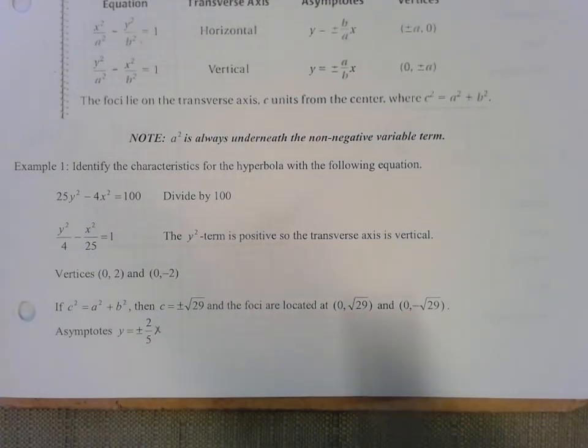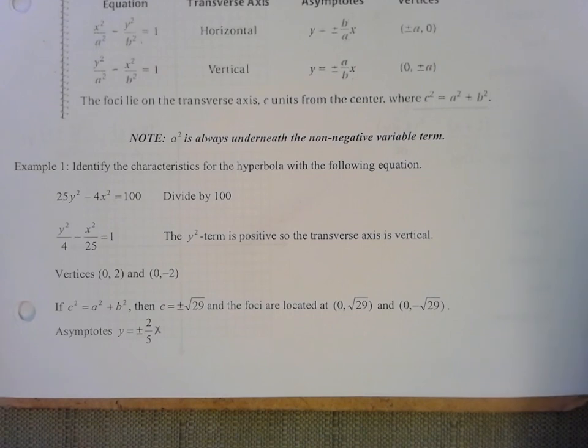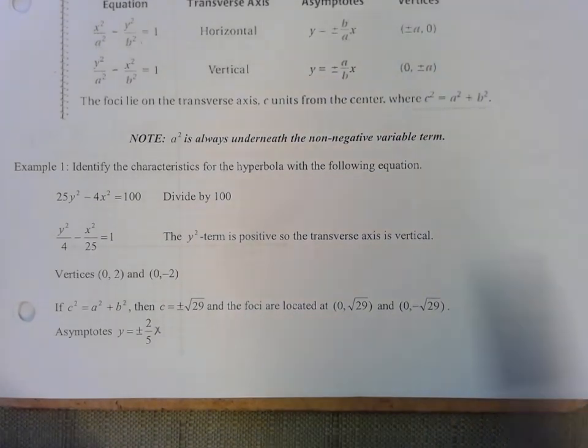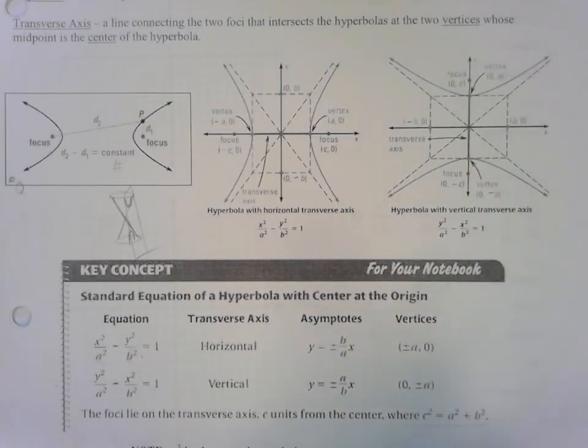It says, identify the characteristics for the hyperbola with the following equation. Let's see if I forgot to mention anything. I don't know if I mentioned vertex. Maybe we'll go back. Let's go back. How do you find the vertices?